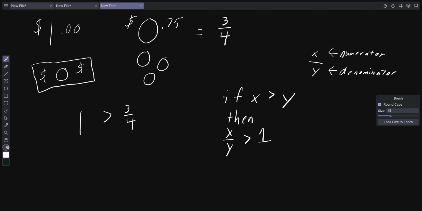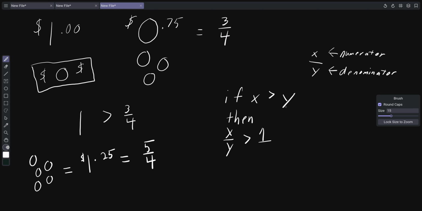So to understand this, let's imagine that we had 5 quarters, right? Draw them down here. 3, 4, 5. This value would be equal to $1.25. And we know that that would be greater than $1. And then as a fraction, this could be understood as 5 over 4.